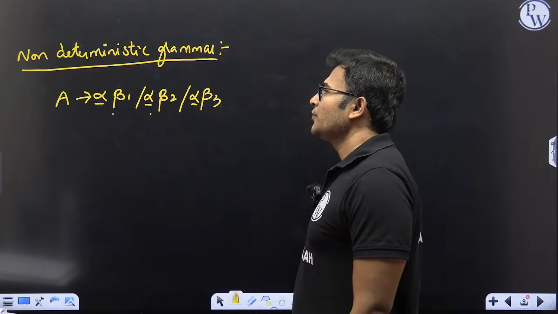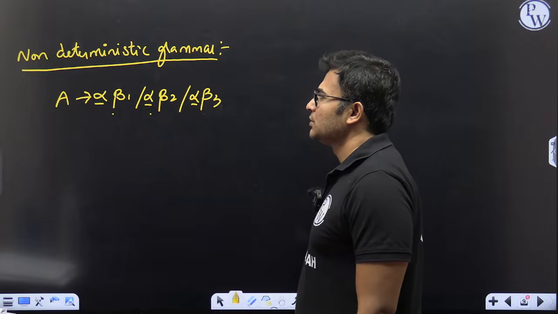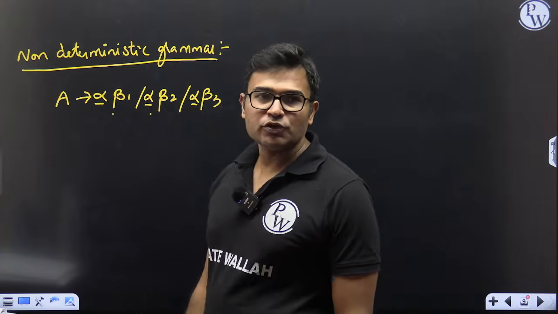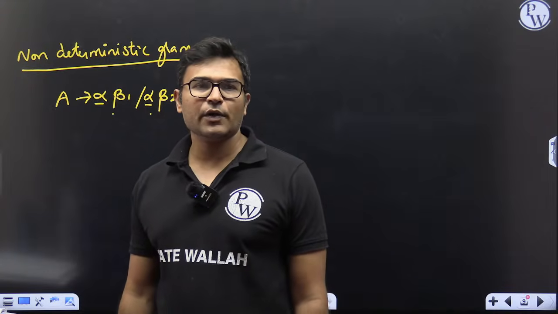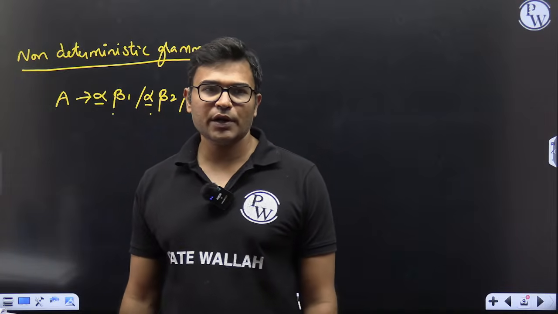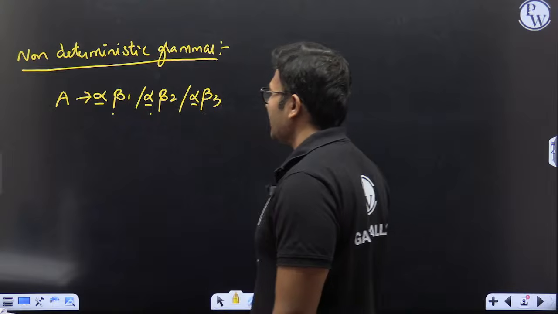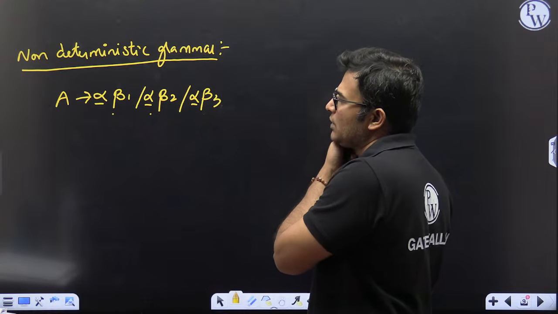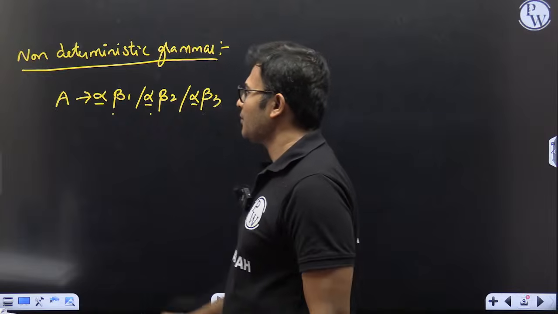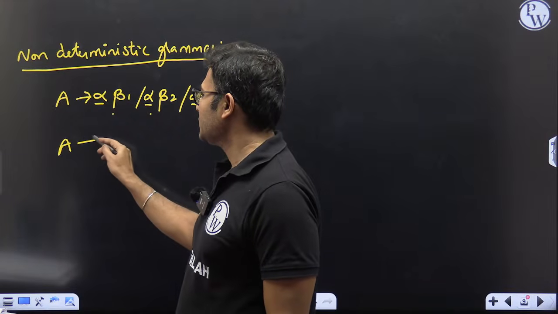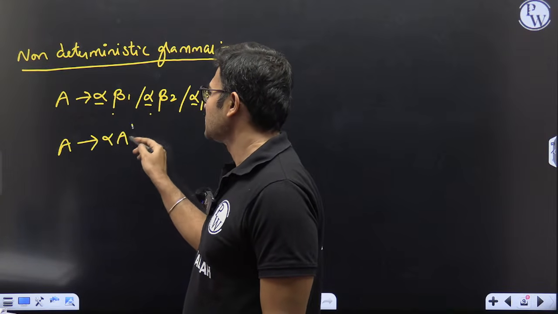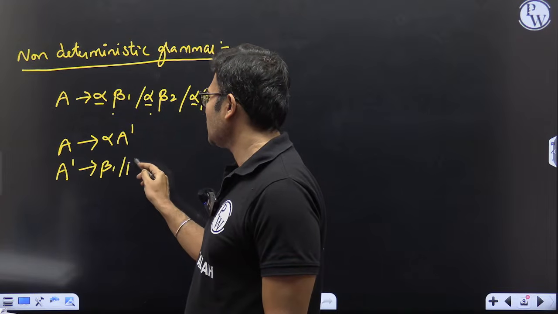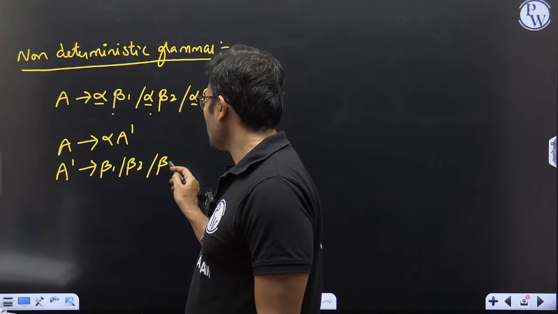So the problem with non-deterministic grammar is backtracking, right? Most of the parsers cannot work with backtracking. So what we do is we do left factoring for this grammar. I will write it like this: A derives alpha A dash, and then A dash derives beta 1 or beta 2 or beta 3. Okay.